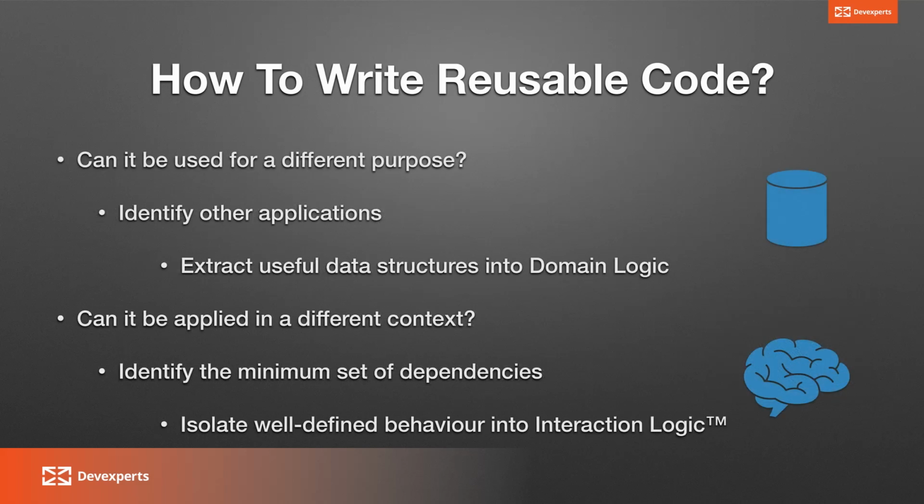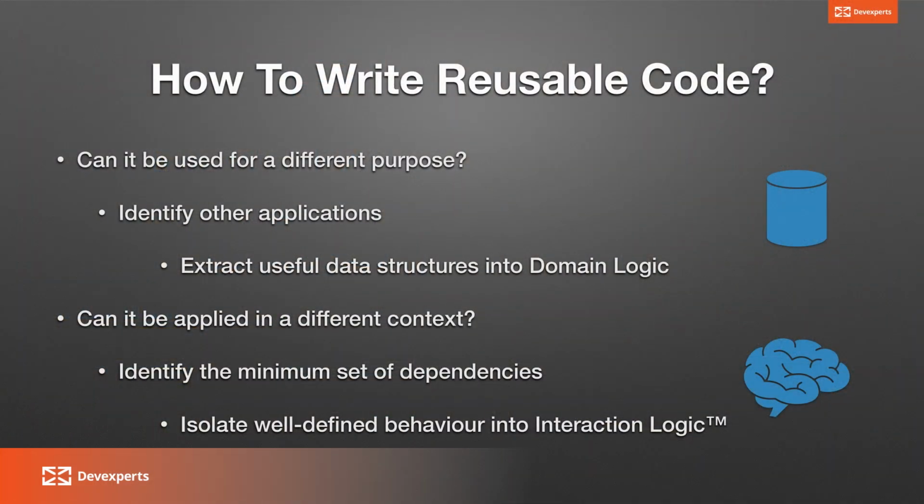If we have objects that can serve multiple purposes, we should extract them into domain logic. With regards to behavior, if it can be applied in a different context, then we need to isolate it in what I want to call interaction logic. In some places, they call this kind of logic services, like a separate layer. Well, it depends also if it's a GUI application or maybe just a backend. I find this term more appropriate.